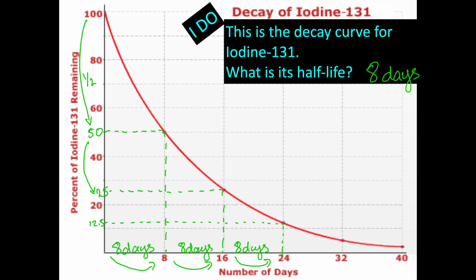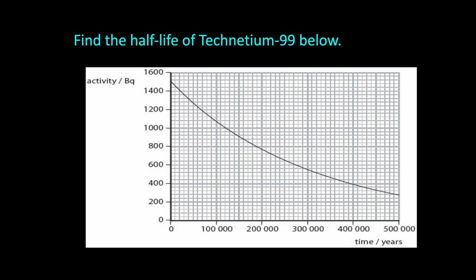Now let's try another one. Here we have a sample of technetium-99. Try and find the half-life of this sample. Pause the video and have a go. So, this sample has an initial activity of 1500 becquerel. Half of 1500 is 750.